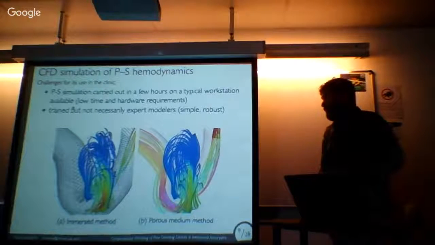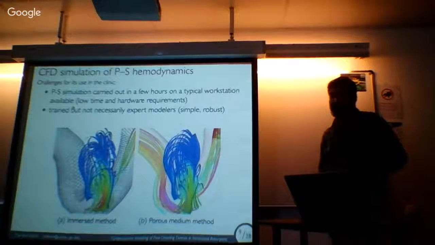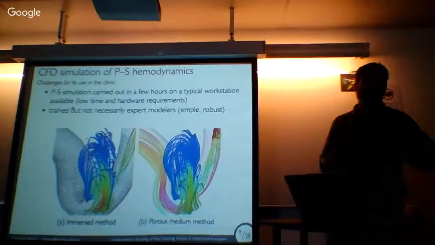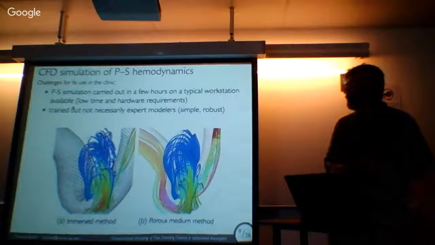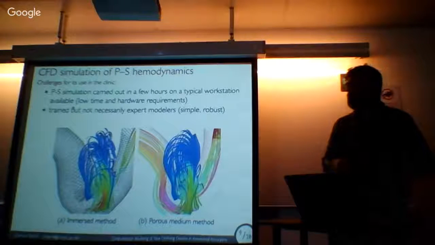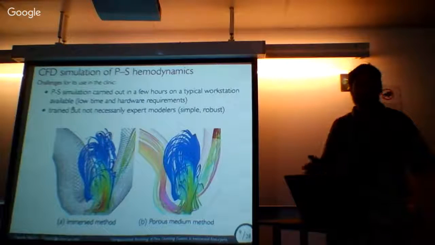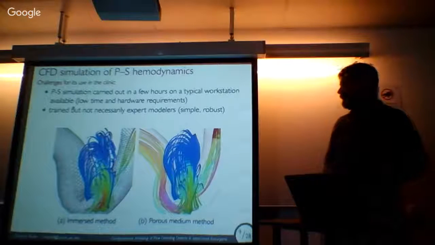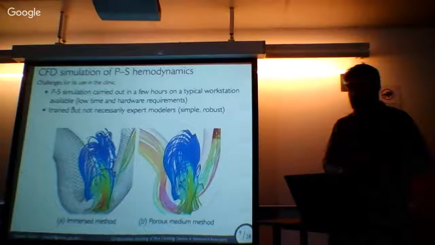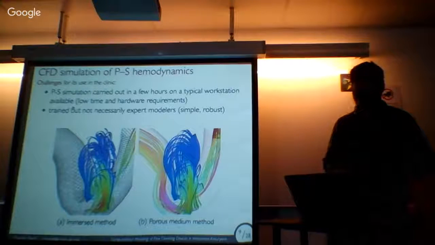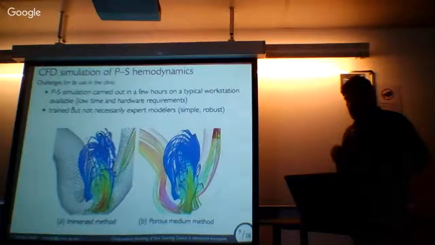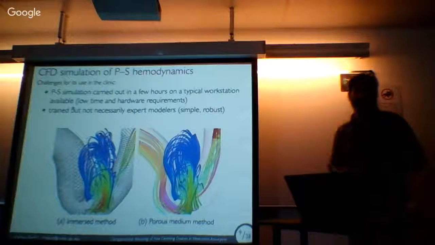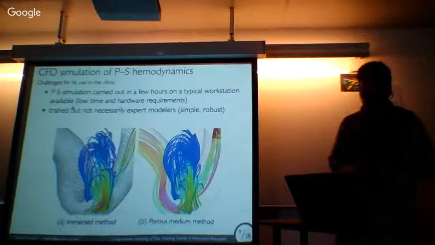The other problem here in the clinic is that we need to make the creation of the models a process that is easier or simpler. Still, it requires a lot of experience. But well, this week we were concentrating on first trying to reduce the time.